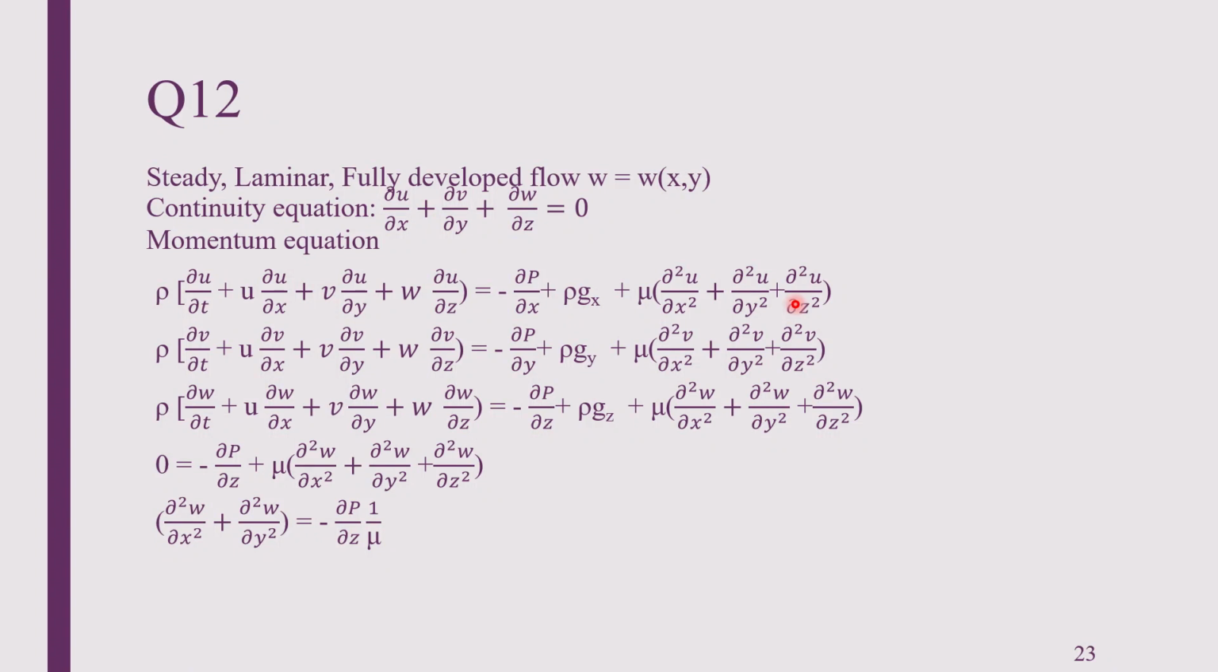So steady flow, so ∂u/∂t would be 0, and here u is a function of y and z. So ∂u/∂x is 0, and the v component is 0, the w component is 0, and this term remains. Gravitational effect we have neglected, and mu ∂²u/∂x² plus ∂²u/∂y² and ∂²u/∂z². Out of that, u is not a function of x, so this term alone goes to 0.